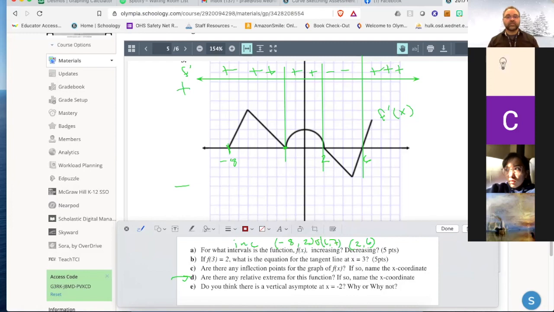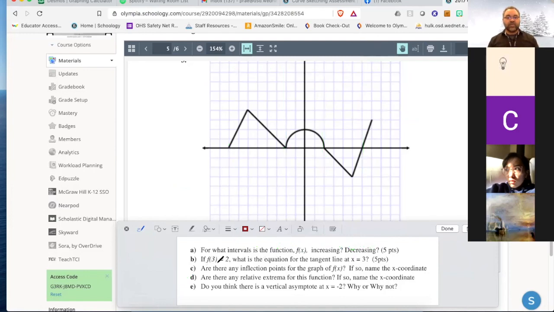All right. Let's clear those. The next question says, if f of 3 is 2, what is the equation of the tangent line at x equals 3? To write the equation of the line, we need two things, right? We need a point and we need a slope. Well, I've got the point. They said f of 3 is 2. So I have the point.